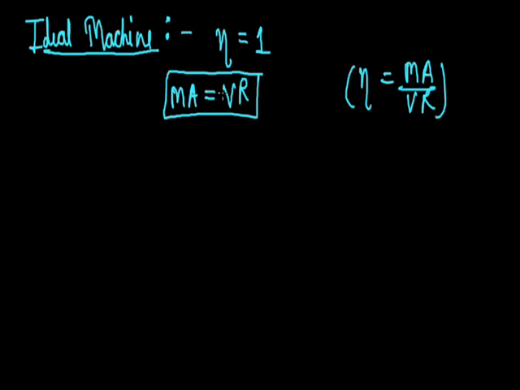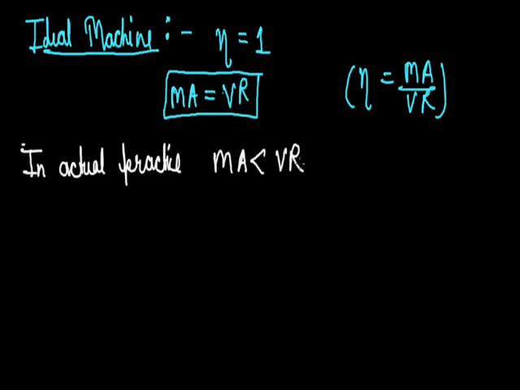In actual practice, the mechanical advantage for all practical machines is always less than its velocity ratio. In actual practice, mechanical advantage will be less than the velocity ratio, or we can say the output work is always less than the input work. So the efficiency is less than 1 due to the energy loss in friction.